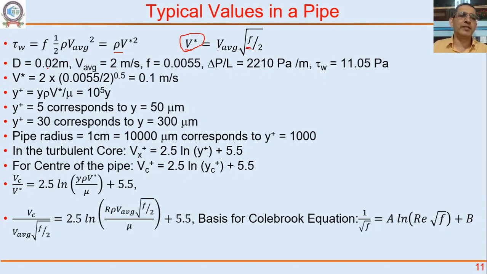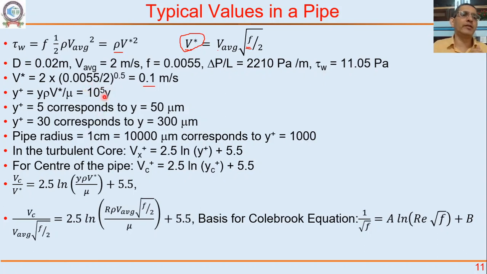So take our previous example. D was 0.02, V average was 2, f was 0.0055, delta P by L was 2210 Pascal per meter, tau w was 11.05. V star would be 2 times square root of f by 2, so V star would be 0.1 meter per second. Y plus would be y rho v star by mu, with rho 1000, 0.1, and mu 10 raised to minus 3. So y plus is equal to 10 raised to 5 into y.